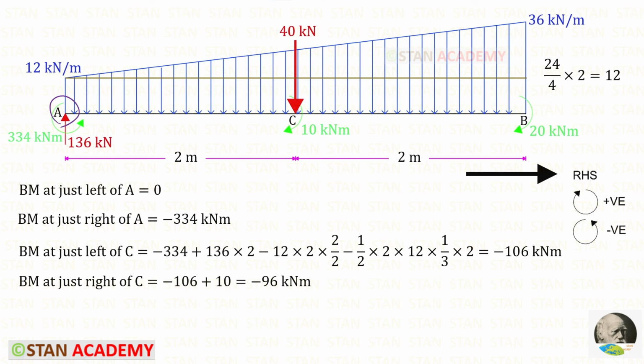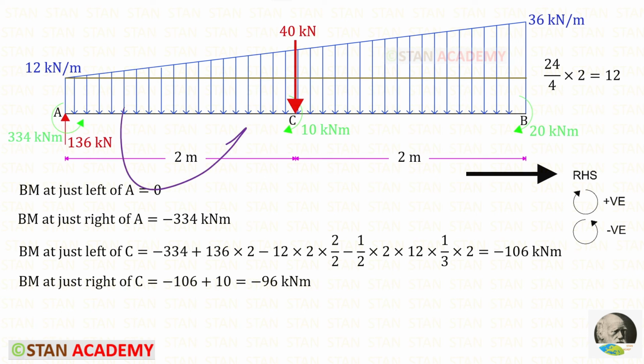To find the moments at A and at C, we can use right hand side rule. Moment at just left of A will be 0 and at just right of A will be MA, which is acting in the anti-clockwise direction, so it will be negative. In the point C, there is a concentrated moment, so we have to find the BM at just to left of C and then at just to right of C. Let us find BM at just to left of C. MA is acting in the anti-clockwise direction, so it will be negative. RA is acting in the clockwise direction, so it will be positive, and the distance is 2.